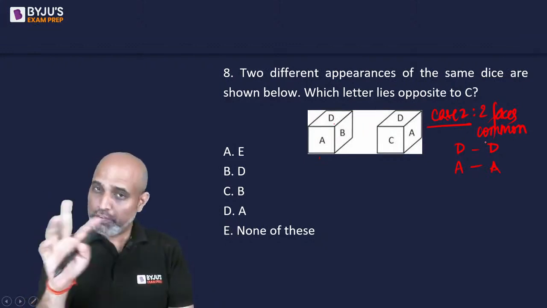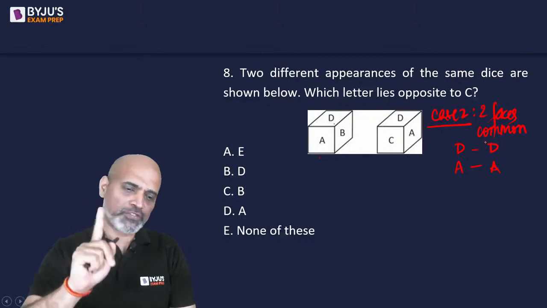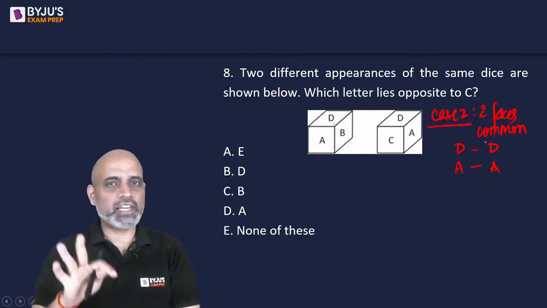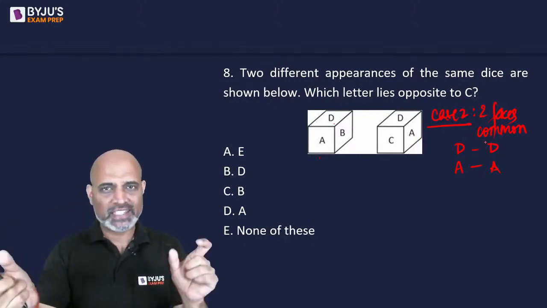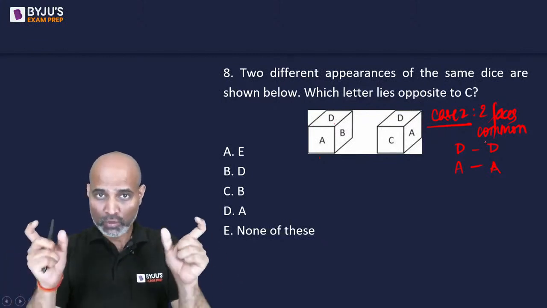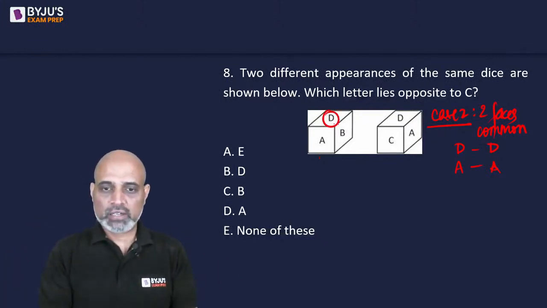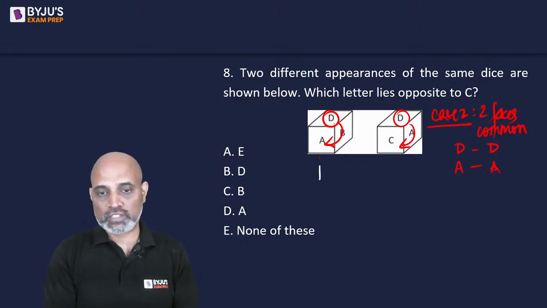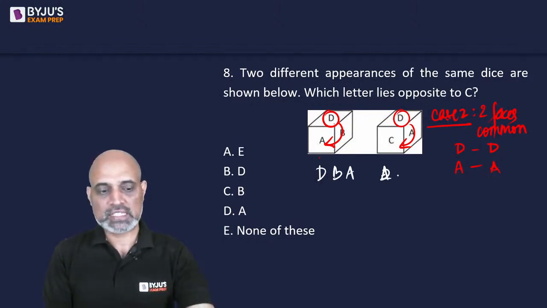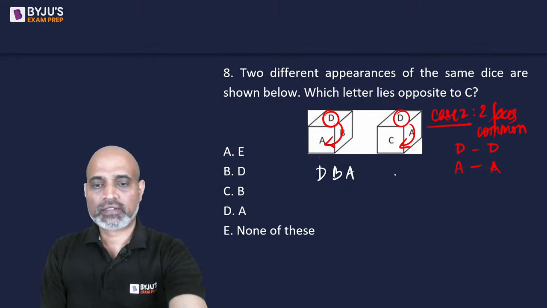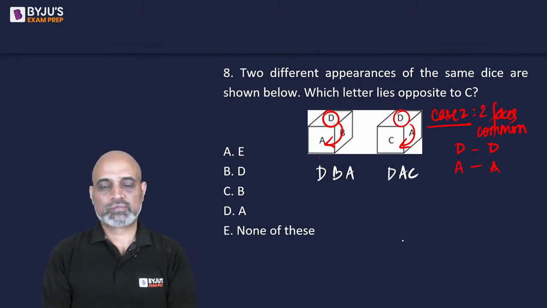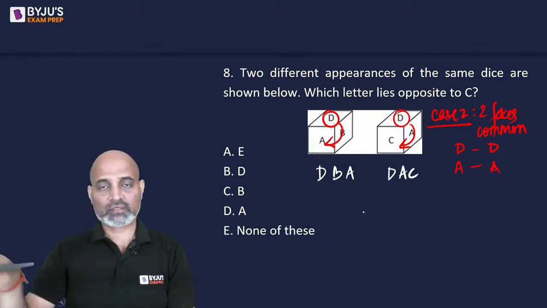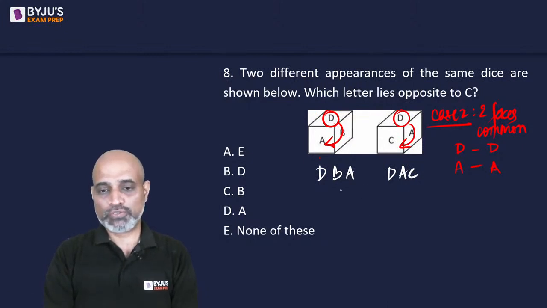So when you have two faces common, तो आप किसी भी एक फेस को पकड़ लो, D को ले लो या A को ले लो. Take the same letter or number written on both the die. From there, write down the things in the clockwise. So when you write down the things in the clockwise order, this one is going to give you DBA, this one is going to give you DAC. है ना? Clockwise, the way clock move.